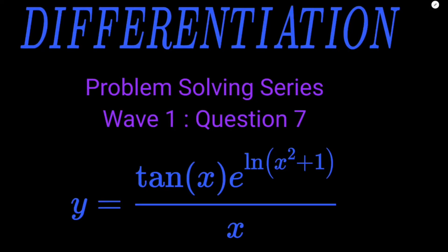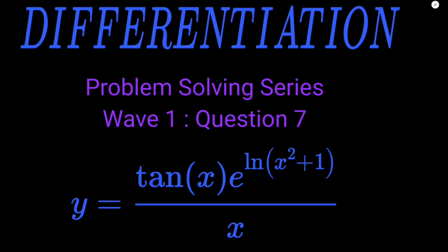Welcome to question 7 of our problem solving series wave 1. In this question, we are going to see how all the rules we've studied so far, quotient rule, product rule, chain rule, trigonometric, exponential, and logarithmic differentiations can be combined into one tough looking expression. Let's dive right in. First of all, what does this question ask us to do?